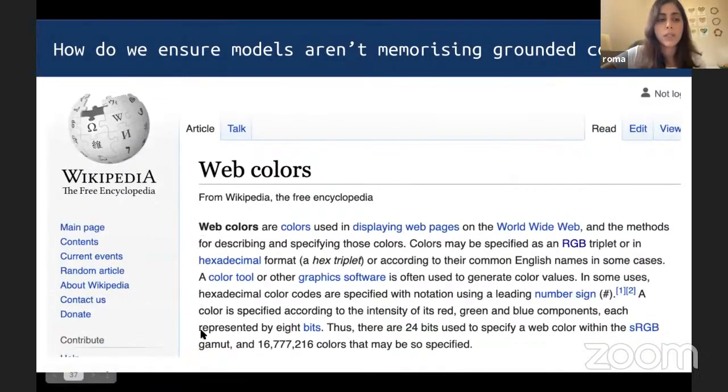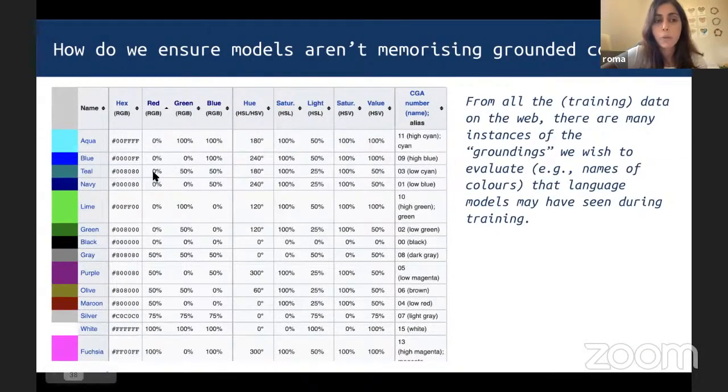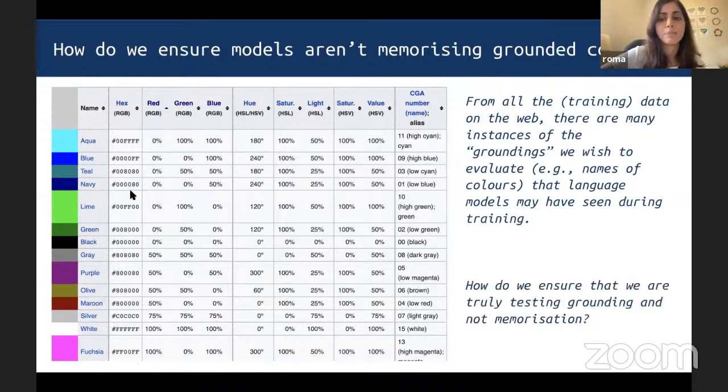Similarly, if you look up the Wikipedia page of web colors or RGB colors, you'll see entire tables like this that have hex codes and RGB codes with associated color names right next to these. What we want to do is test if models are actually grounding things that we're teaching them in worlds, instead of just maybe memorizing things that they've seen in the training data because they might have seen that RGB code with that color. And that's not something that we're super interested in for this specific generalization test.